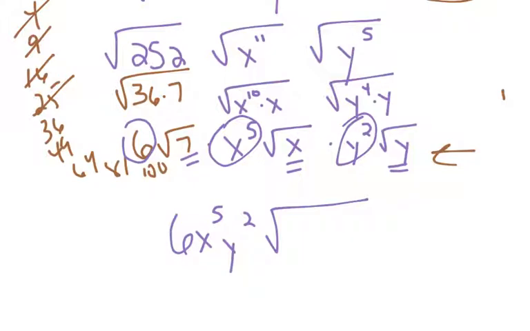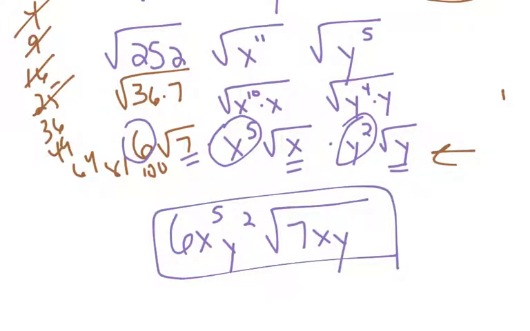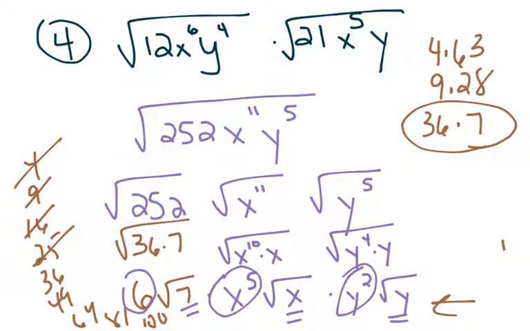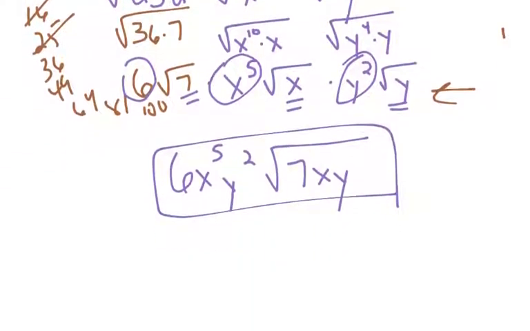So the square root of 7xy. And that would be the answer. The other way of dealing with the problem would be to simplify each of those radicals and then multiply them together. But if you do that, you'll have to do a second simplification. And that just makes the problem a little bit longer.